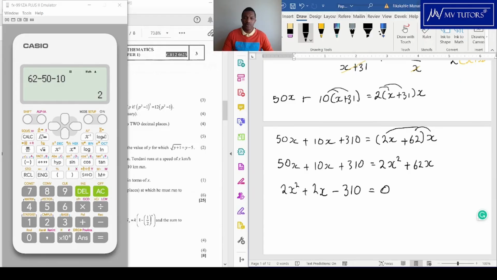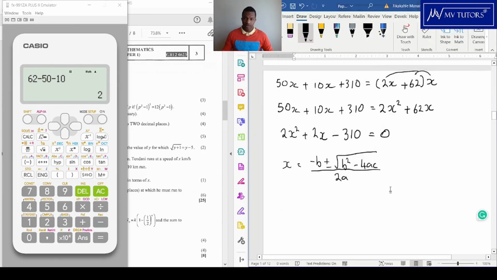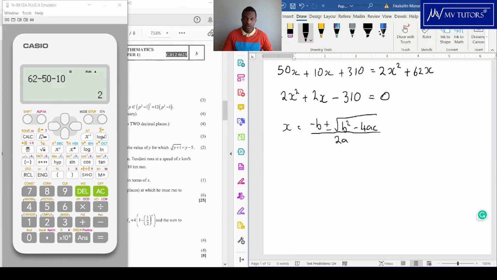Now I'm just going to put everything in a quadratic equation to solve for x. Remember, x equals minus b plus or minus the square root of b squared minus 4ac, divided by 2a, all under the square root there. So that's my a, that's my b, that's my c. Let me put it in a calculator now.